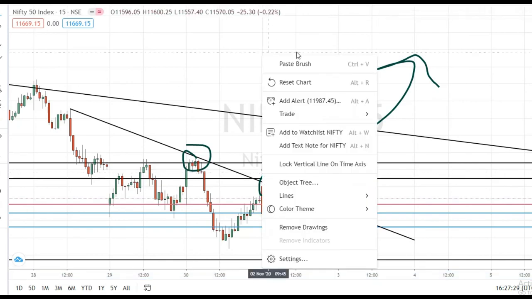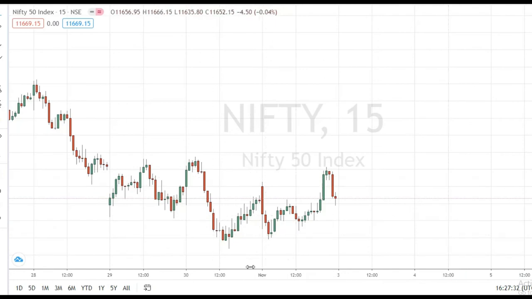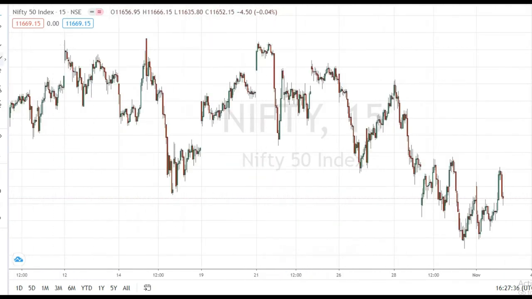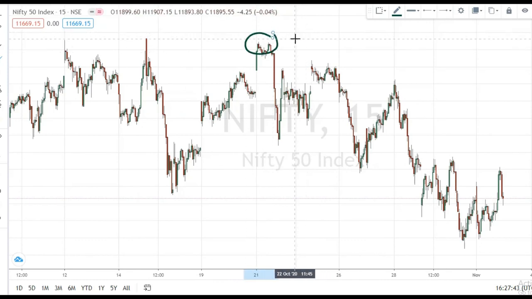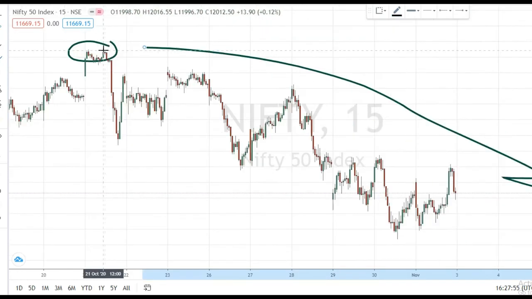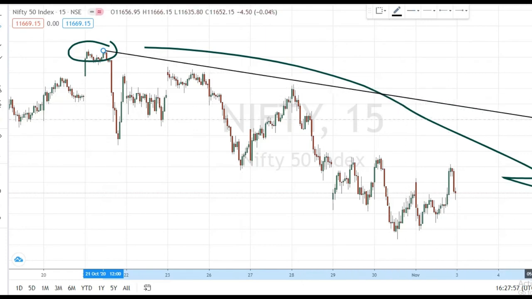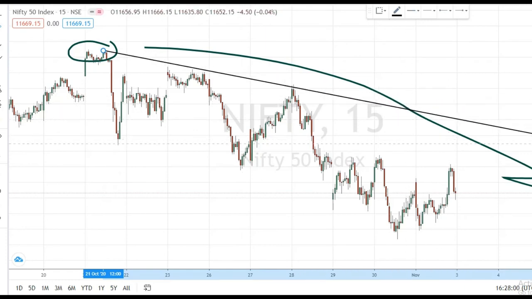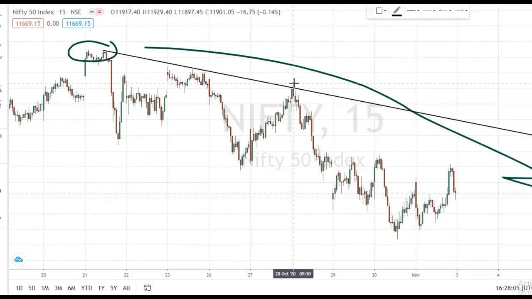Let me erase all these drawings. Let me show you how I had drawn. The first thing was I had identified the high. So this was one high from where the prices have been falling down. Let's start drawing trend line from here. So this is going to be one trend line, and I can draw one more downtrend line from here.